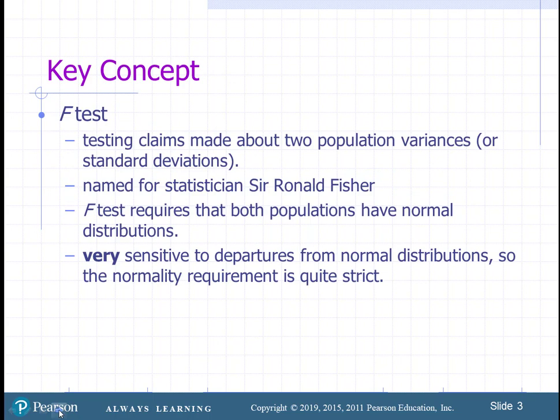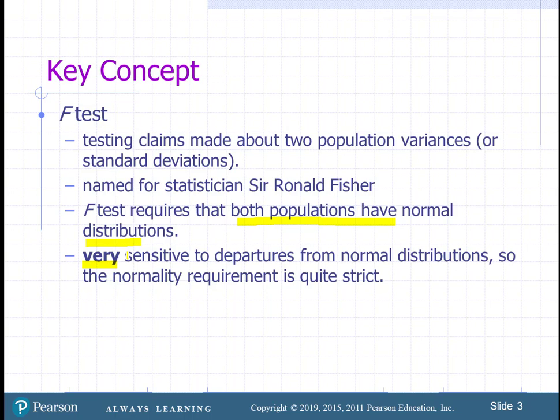You can see it's named for Sir Ronald Fisher. Now, one of the things that's extremely important is that both populations need to have normal distributions. These tests are very sensitive. So if you have even a slight variation from normal, you're going to do the Levene-Brown-Forsythe test, which is a little bit more robust against departures from normality. We're not going to deal with those tests.